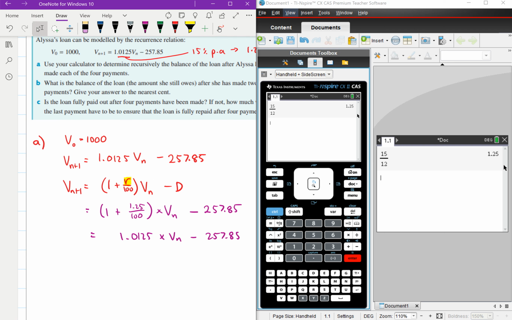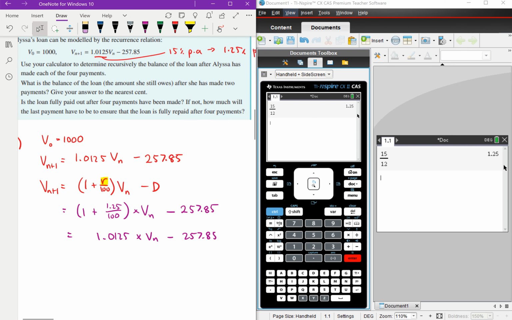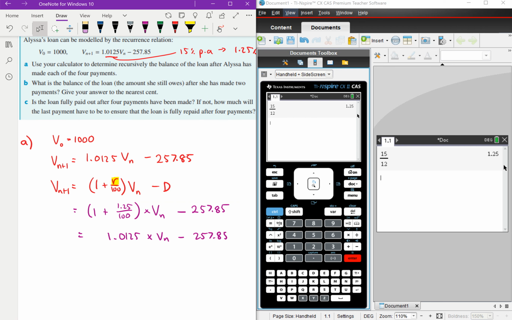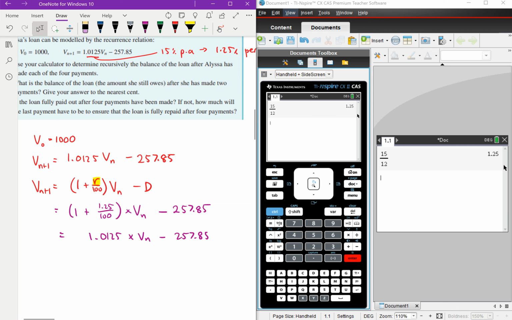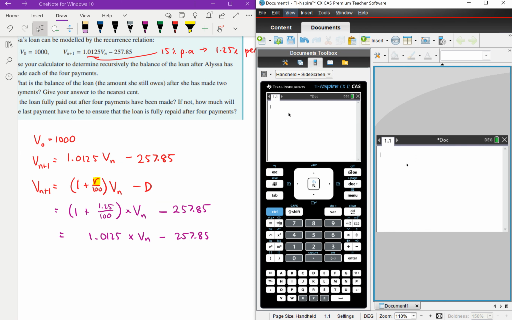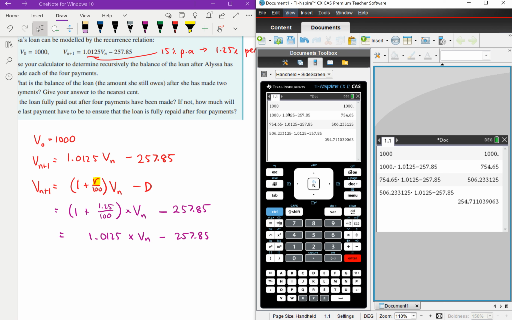Now it says in part A, use your calculator to determine recursively the balance of the loan after Alyssa has made each of the 4 payments. So we want 4 payments here. I'm going to go back to my calculator. We start off with $1,000, times by 1.0125, and then minus $257.85. Press enter. That's payment 1, payment 2, payment 3, payment 4.